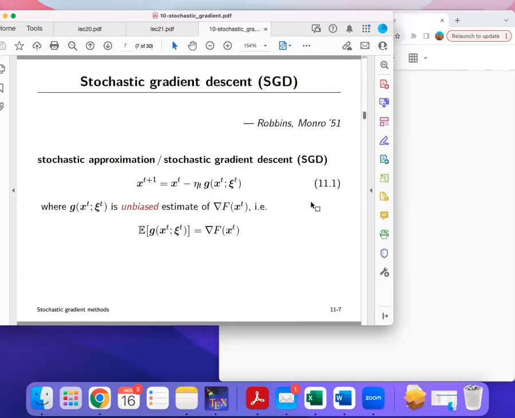So in SGD, the idea is that instead of computing the entire gradient of the expected loss, we simply draw, in every iteration, a sample, like a set T from that distribution. We randomly draw a sample, or we collect a sample, and then compute the gradient of the loss function with regard to this particular sample. And we use this stochastic gradient to update the variable.